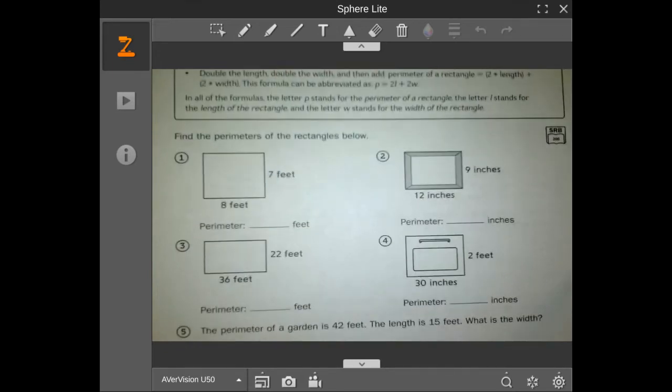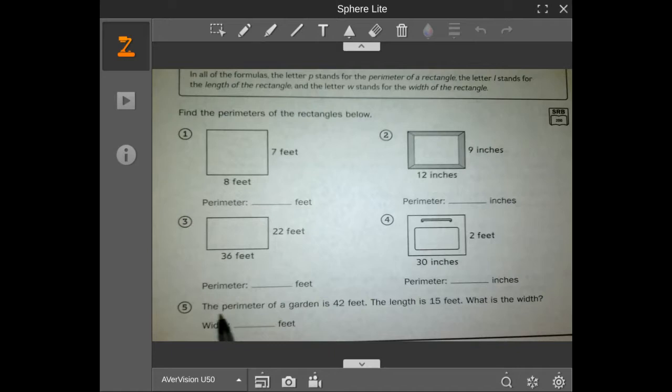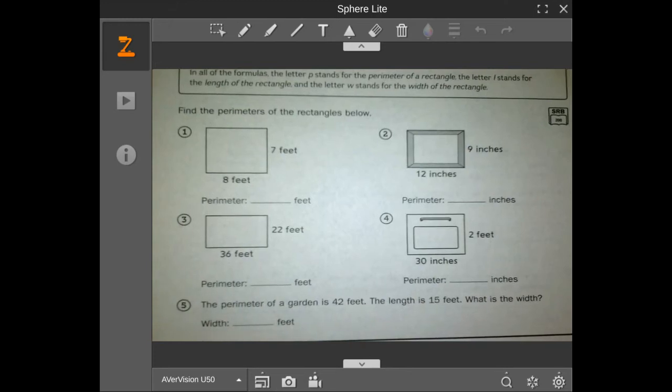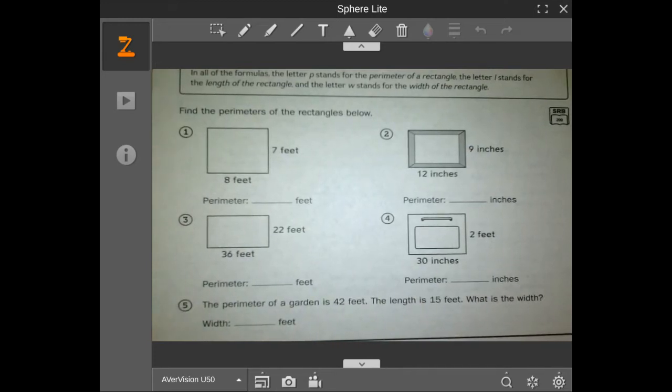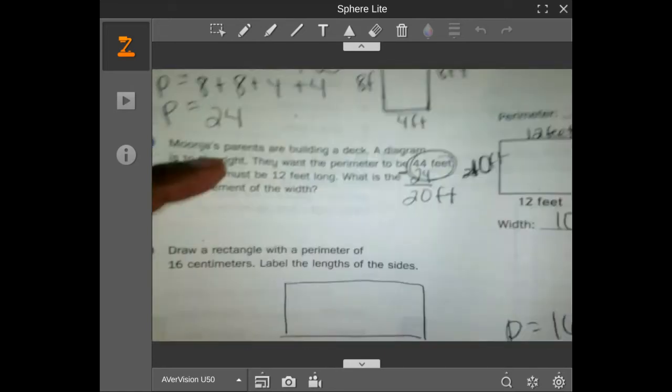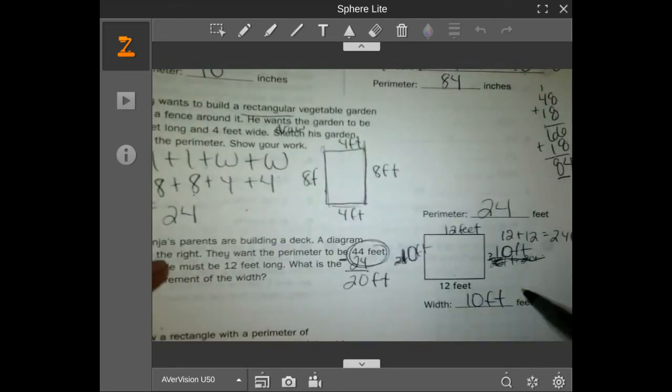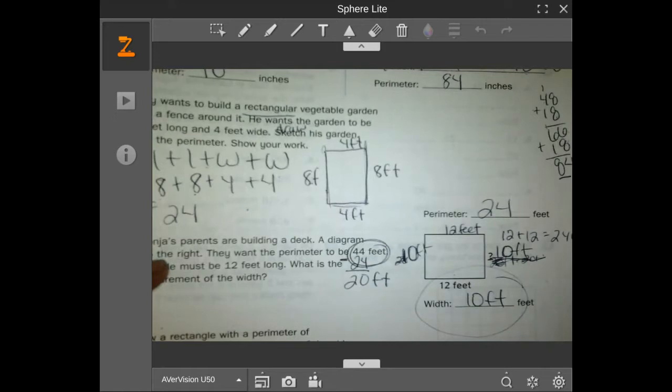Number 5 is a little different. The perimeter of a garden is 42 feet. The length is 15 feet. You're finding the width. You are going to use the same formula, the same skill set that we used to determine our missing length of that 10 feet in the previous video.